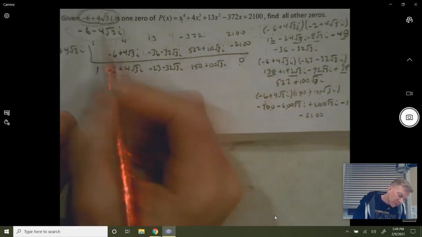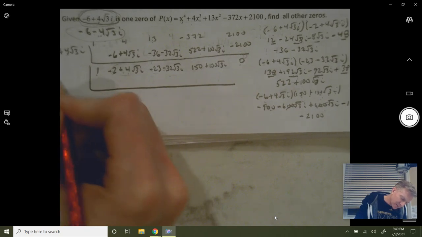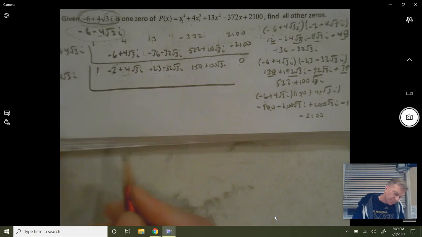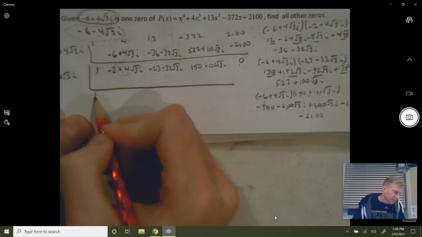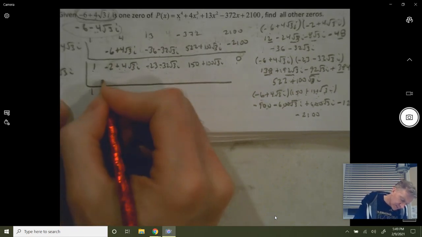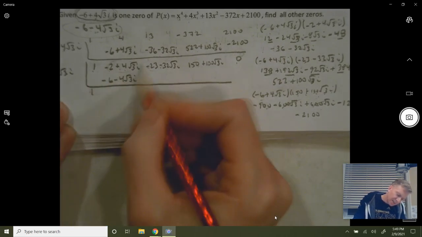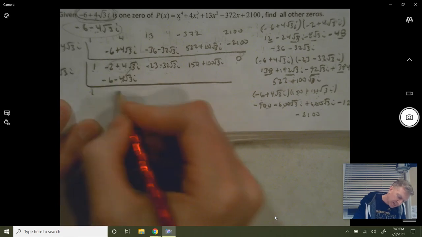But we know that another 0 is this thing. So now I'm going to just build off of here. I'm now going to divide by x minus this thing. So -6 minus 4 rad 3i. Bring down the 1. This is where it gets kind of fun because now I bring down the 1, multiply by this, -6 minus 4 rad 3i. Notice these cancel, and I just get a -8.